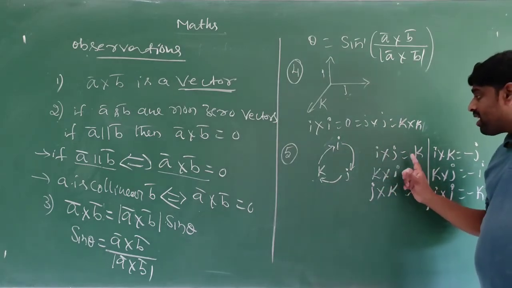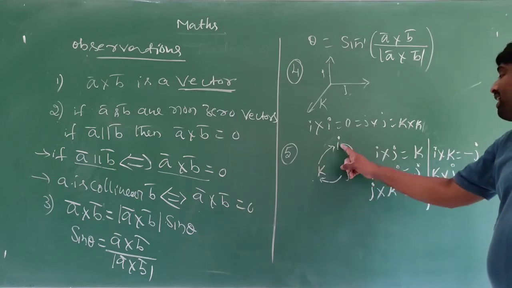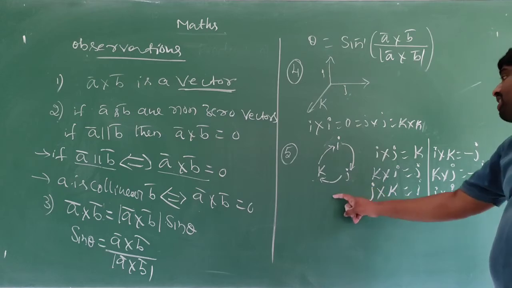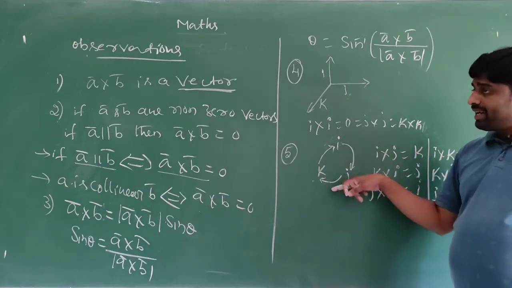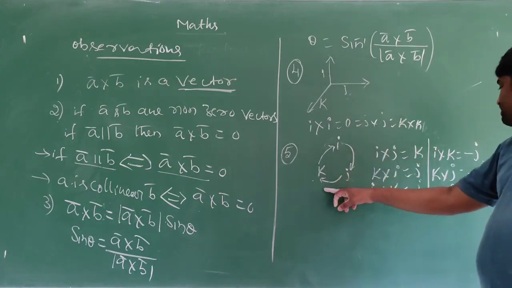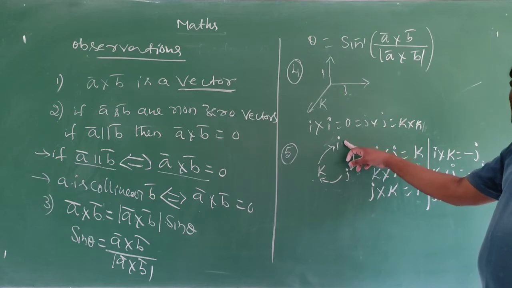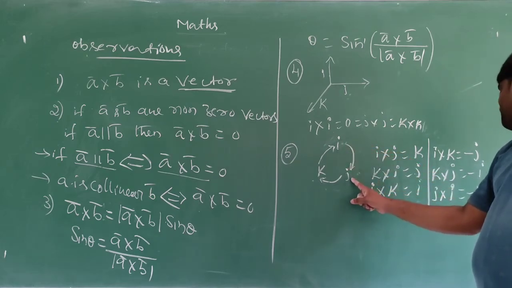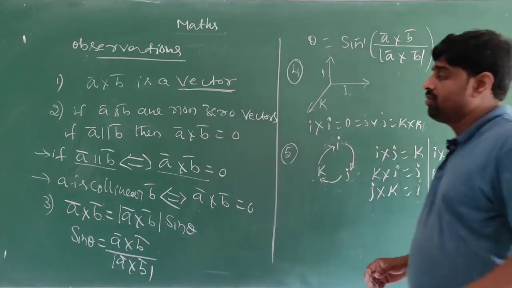Next, I cross J is K, J cross K is I, K cross I is J. This is cyclic. If it is acyclic, we take I cross K as minus J, K cross J as minus I, J cross I as minus K. Okay, so now we'll move on.